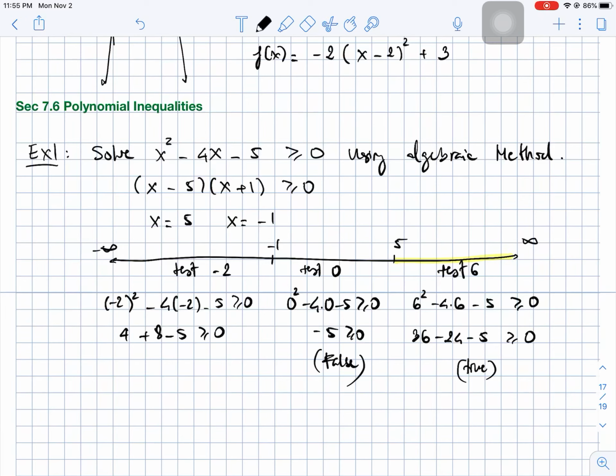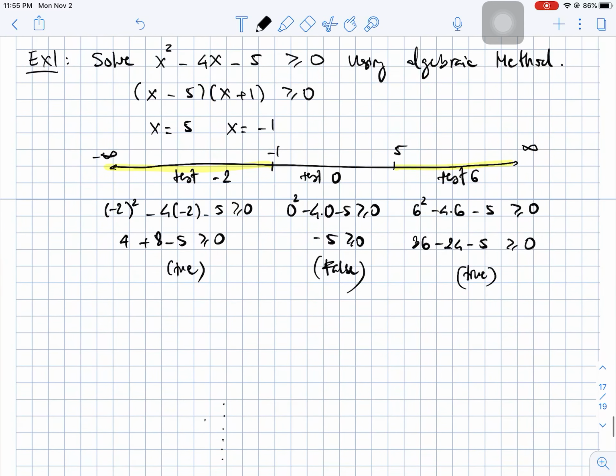Now we put in the 0. So 0 squared minus 4 times 0 minus 5 greater than or equal to 0. And we get negative 5 greater than 0. This is false. When we test negative 2, we get negative 2 squared minus 4 times negative 2 minus 5 greater than or equal to 0. So we get 4 plus 8 minus 5 greater than or equal to 0.